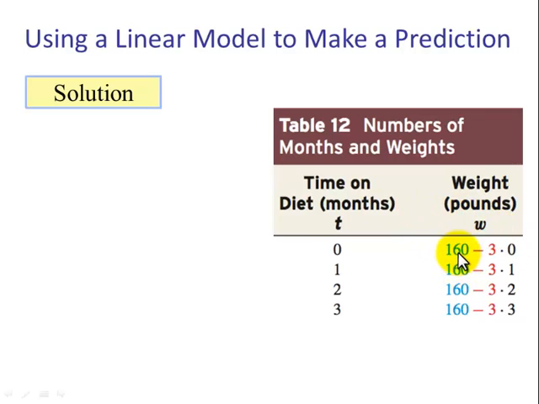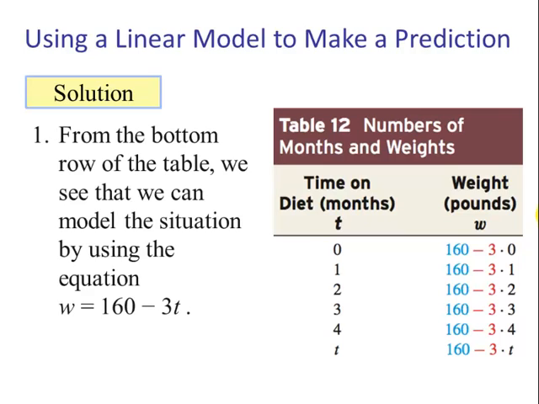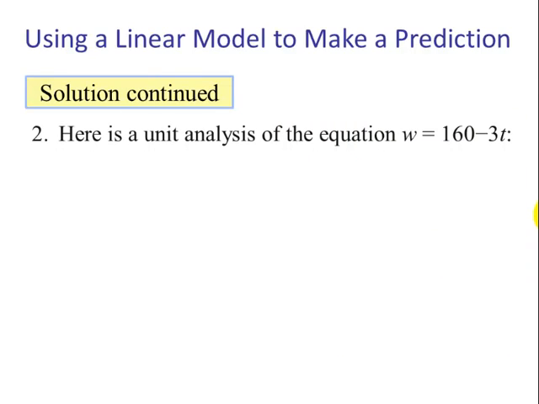So we can see the 160 is a constant and the minus 3 is a constant. But what changes is our variable here, T. Here's 4 months, and if we do T months, the equation becomes 160 minus 3 times T. That is our equation. So for this situation, it can be modeled by the equation W equals 160 minus 3T. Next, we're going to do the unit analysis of the equation W equals 160 minus 3T.